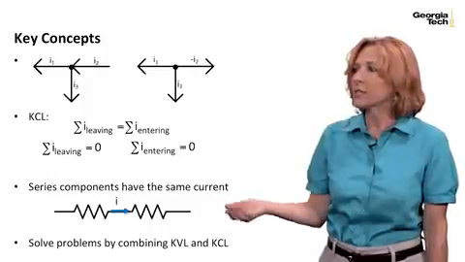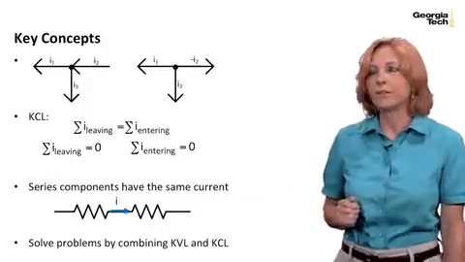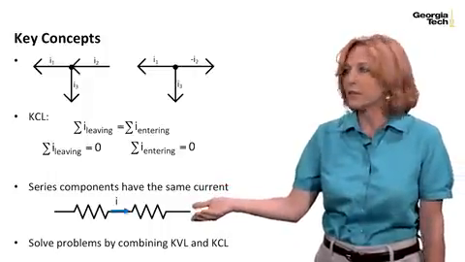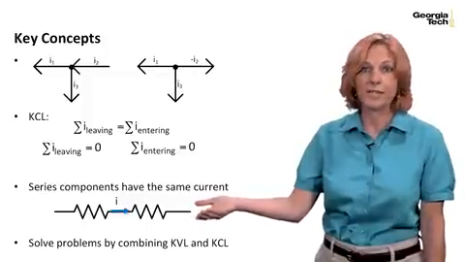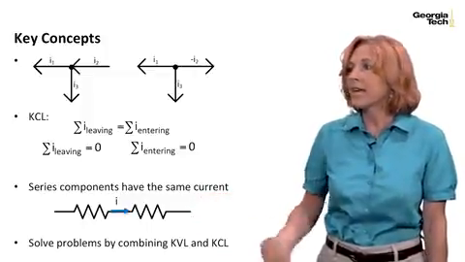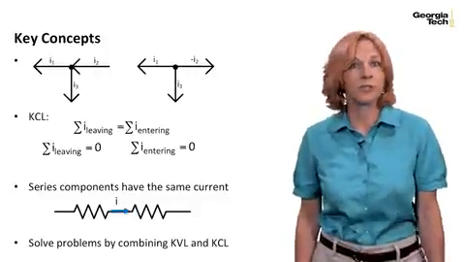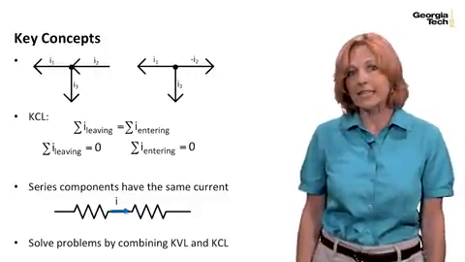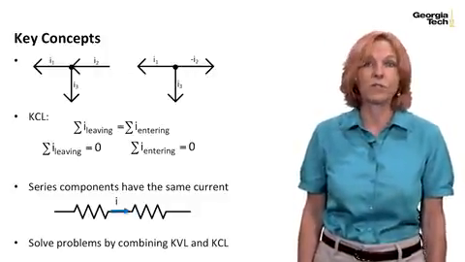Now, another concept that we covered was that series components have the same current. So in this particular case, we've got 2 resistors. They both have the same current through them. And the last thing is we did an example where we showed how powerful it is to combine both the KCL and the KVL to solve the circuit problem.